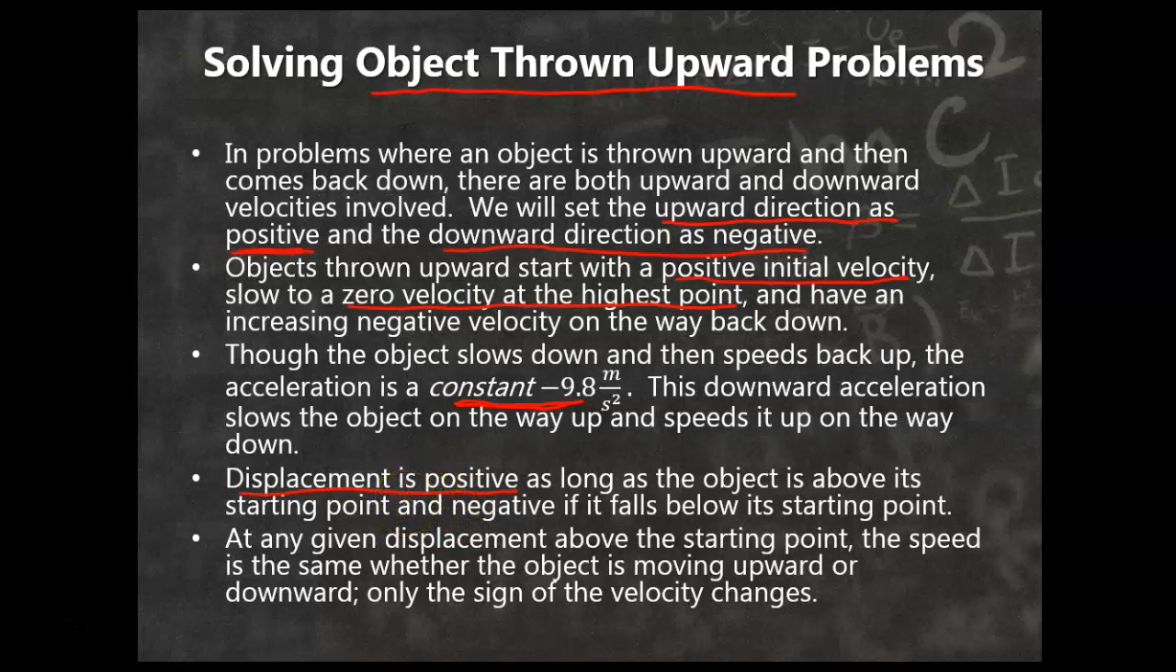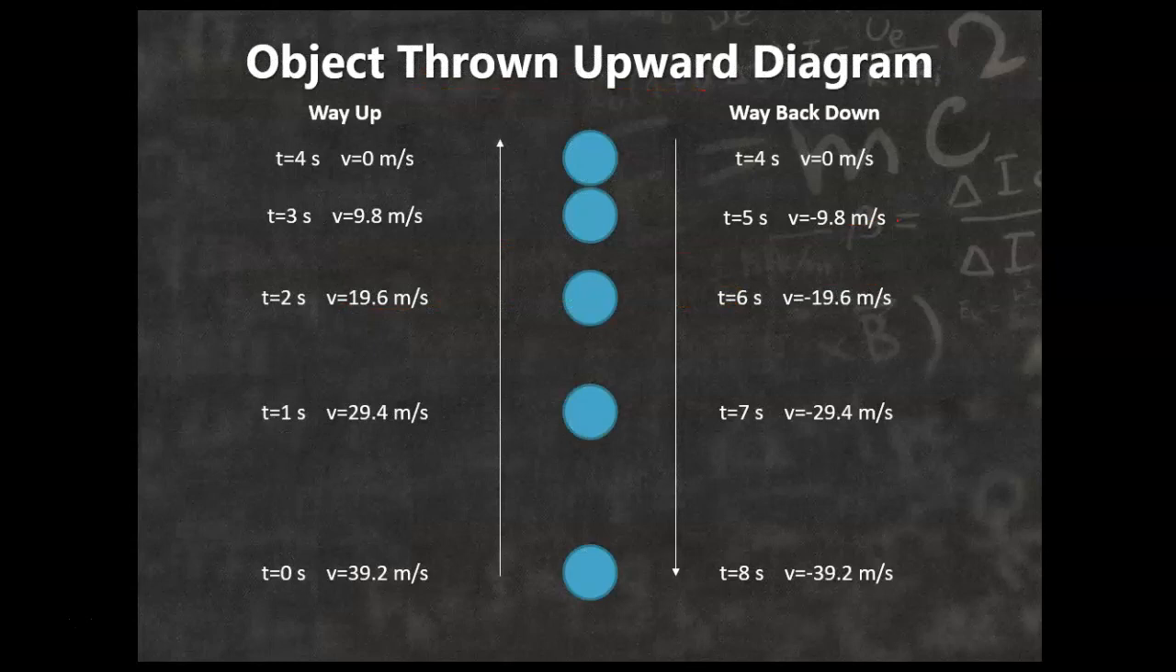All right, let's do an example. This is just an important graphic. Let's say we throw an object up into the air with an initial velocity of 39.2 meters per second, which is pretty close to 40. The object accelerates at 9.8 meters per second squared, and this number is pretty close as an approximation to 10 meters per second of speed change each second.